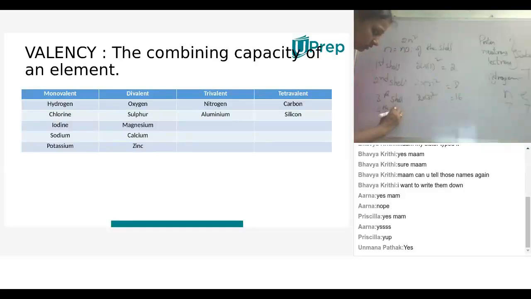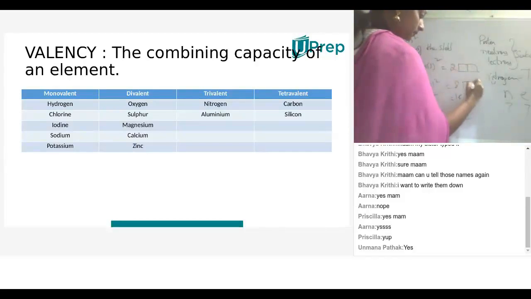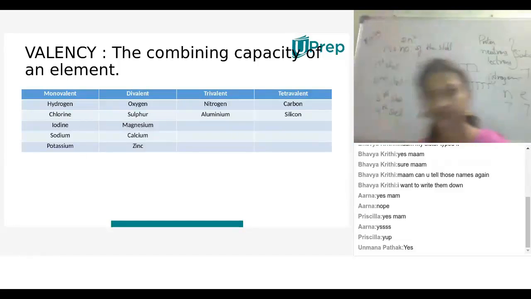Fourth shell, 32. Like that, 7 shells are there, so you can calculate according to the 2n square formula given by Bohr. By writing the shells, we can come to know how many vacant places are in the first shell? 2. Second shell? 8. Yes, but there are some drawbacks about this arrangement.